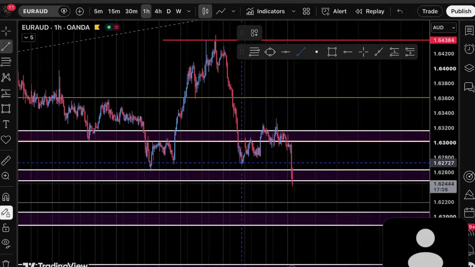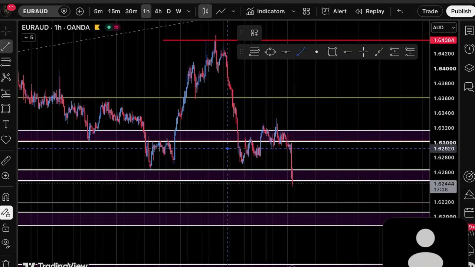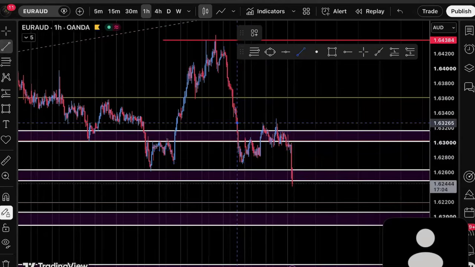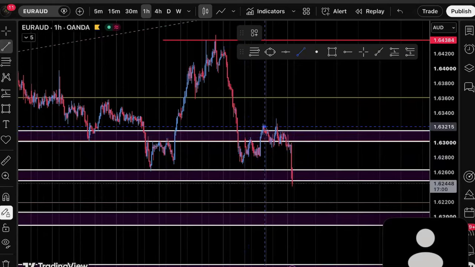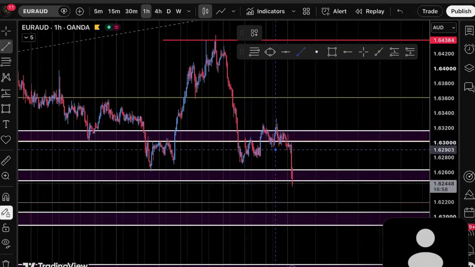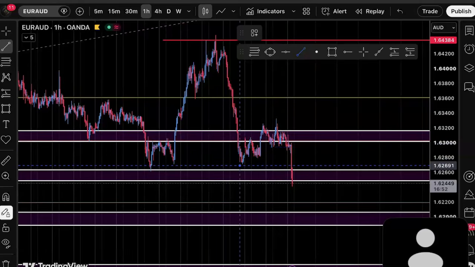Came back to this area. So let's say we're looking to take another buy. We have a lower high, a break, and a retracement. From here, if you're looking to enter, the stop loss would probably go below this area.